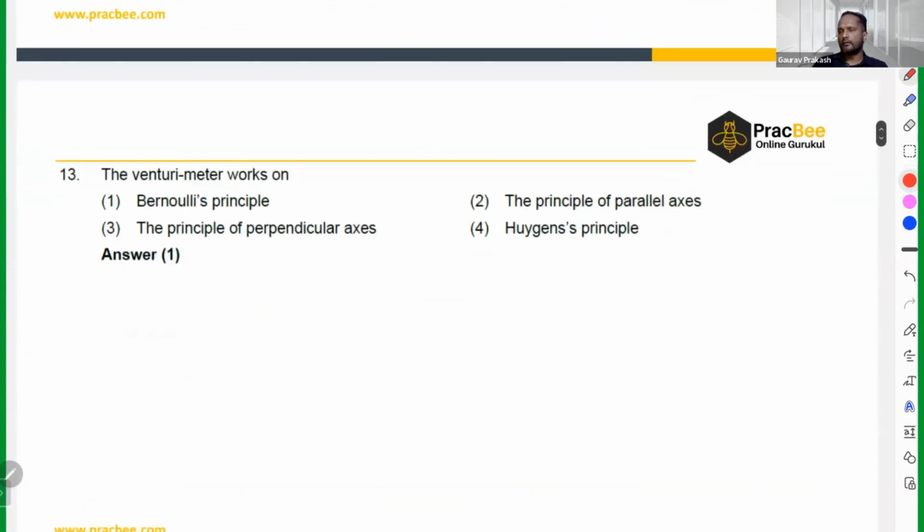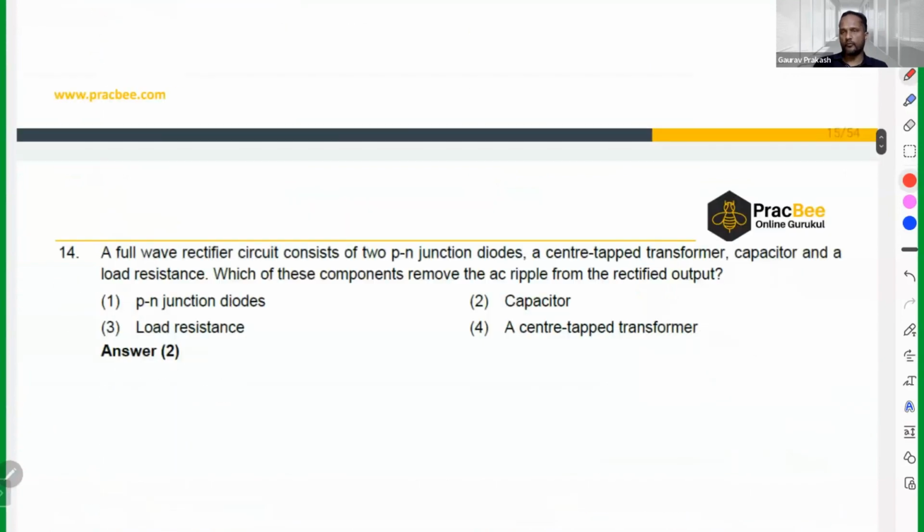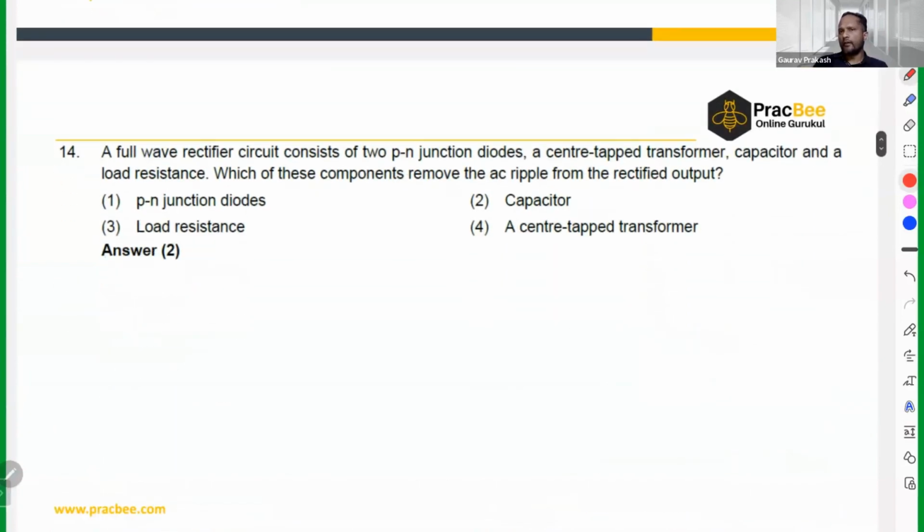Venturi meter, again, just a theoretical question. Venturi meter is based on Bernoulli's principle. Let's move ahead. Now, a full wave rectifier circuit consists of two PN junction diodes. So basically, what does a PN junction diode do? It converts a sinusoidally varying AC into a system where, suppose this is the sinusoidally varying.